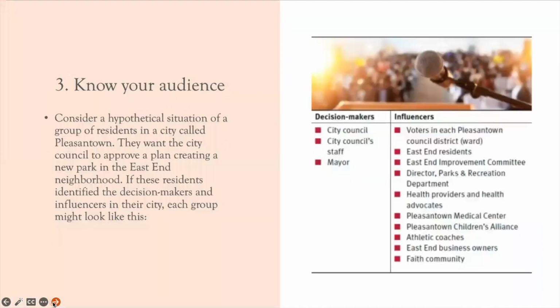I'm throwing out an example. Consider you're in a hypothetical situation of a group of residents in a city called Pleasant Town. They want the city council to approve a plan creating a new park in the East End neighborhood. So if these residents identify the decision makers and influencers in their city, each group might look like this. So mainly, this is the ultimate target audience, who have the power to make the required changes of creating a new park in this neighborhood.